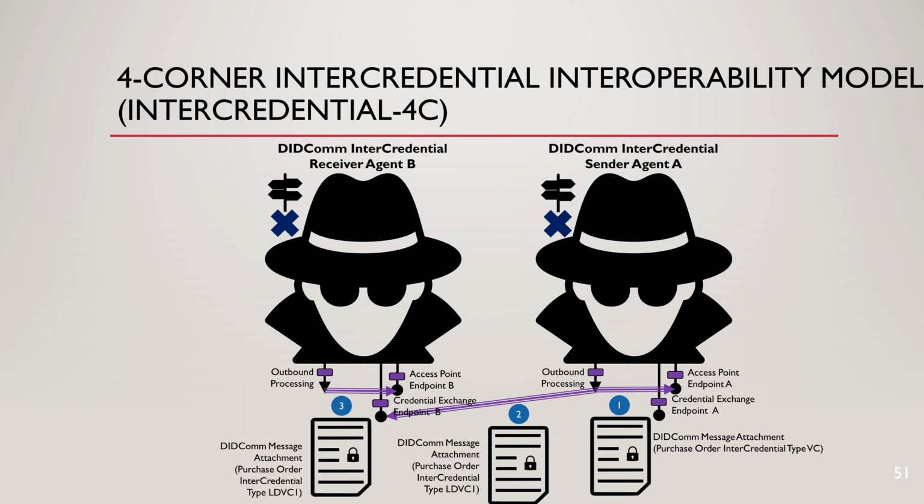Then step number 3, on receipt of that LDVC1, for completeness, the receiver is going to send it to its access endpoint for potentially further transformation. But in this case, we already know that LDVC1 is the common denominator credential format. So in fact, number 3, although it will physically take place or could be optimized out, is in effect a no-op.